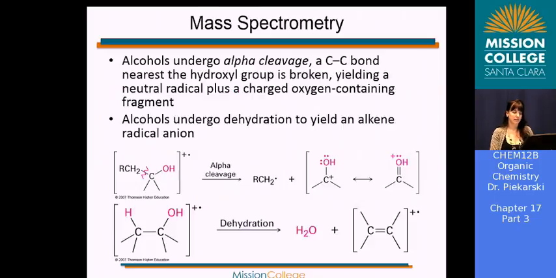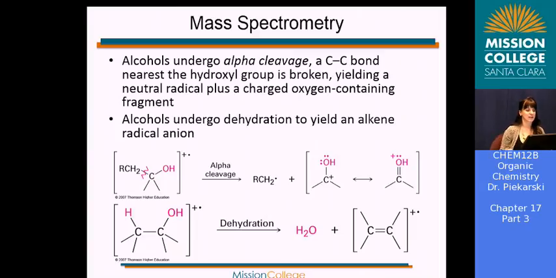Back in Chapter 12, I talked about mass spectrometry, and more specifically alcohols undergoing alpha cleavage and dehydration. And we got to practice that a lot with the work session when we did the spectroscopy. So if you feel a little rusty with this review, then once again, come see me, come ask questions. I'm here to help you. Mass spec is challenging, but you can do it, okay?